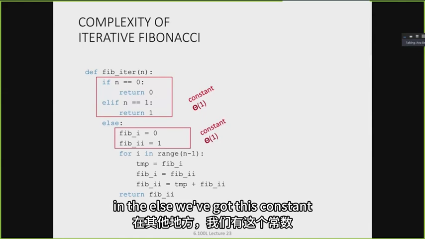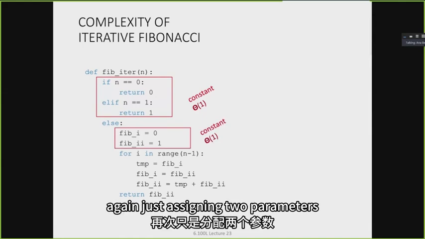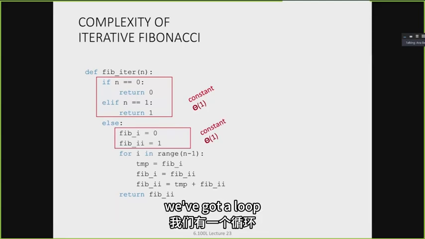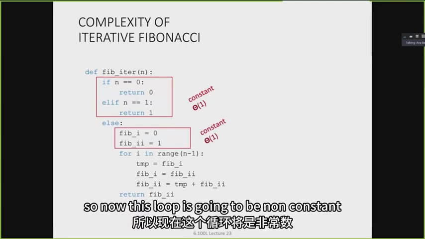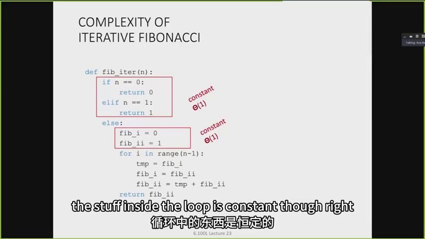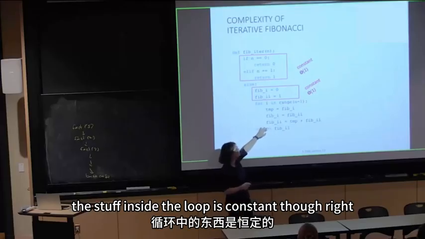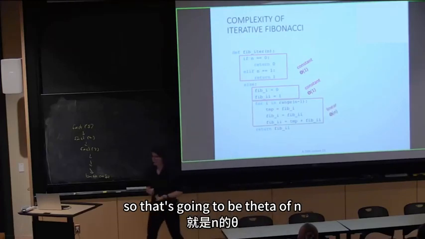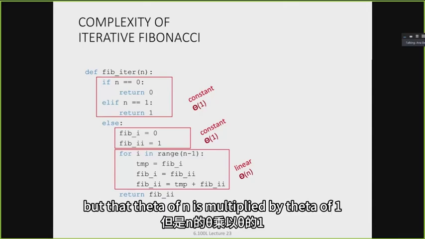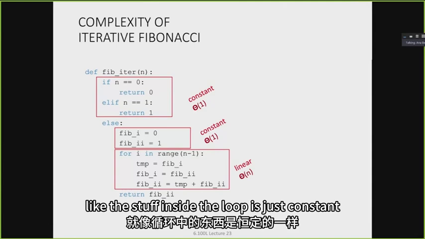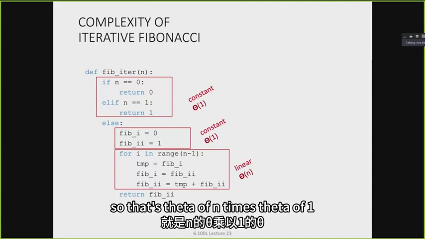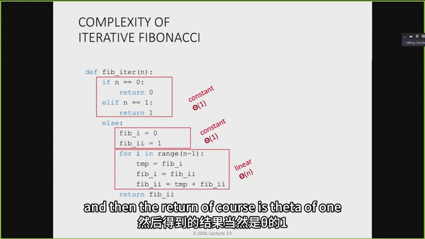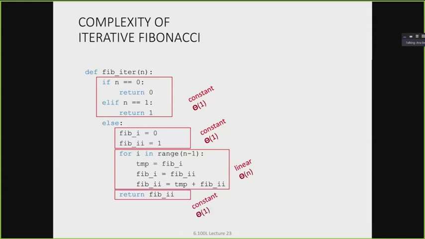In the else, we've got this constant, again, just assigning two parameters. We've got a loop. So now this loop is going to be non-constant. The stuff inside the loop is constant, though, right? So the loop itself depends on n, my input, so that's going to be theta of n. But that theta of n is multiplied by theta of 1. The stuff inside the loop is just constant. So that's theta of n times theta of 1, which is just theta of n. And then the return, of course, is theta of 1.